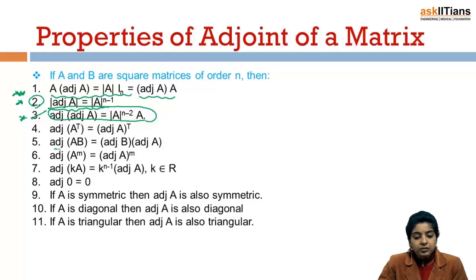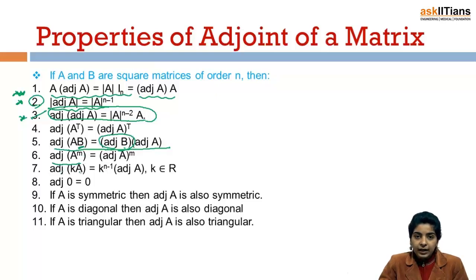Adjoint of AB is equal to adjoint B into adjoint A. So just note the order here. Adjoint of AB is equal to adjoint of B first, second matrix first, into adjoint of A. Adjoint of A raised to the power m is equal to adjoint of A whole to the power m. So whether you compute the adjoint of mth power of A or you find out the mth power of adjoint of A, both the quantities will turn out to be equal.